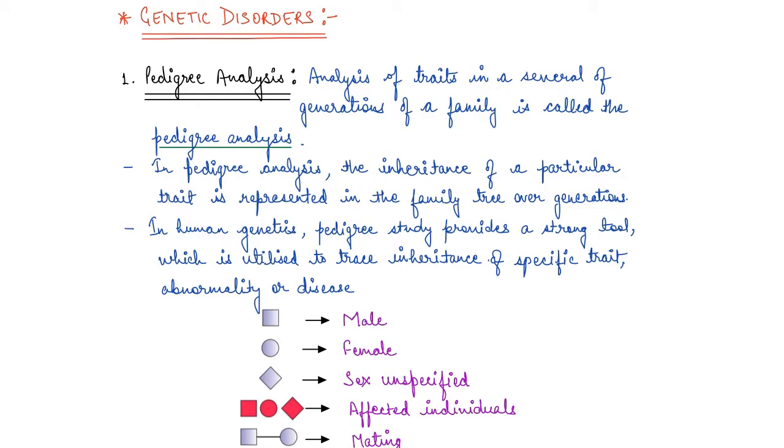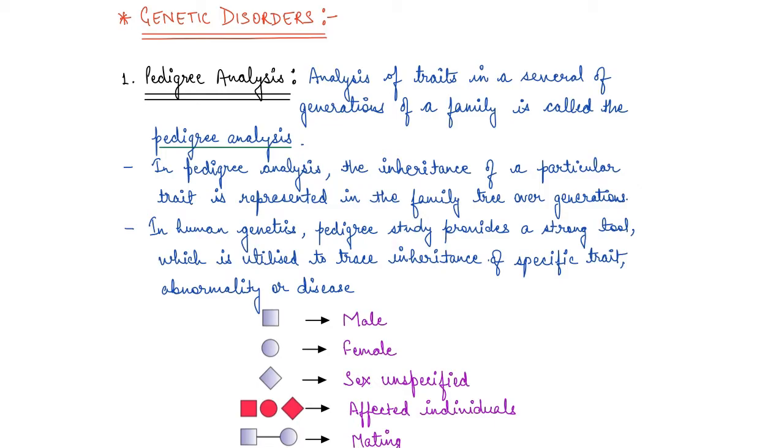So in human genetics, pedigree study provides a very strong tool. It is utilized to trace the inheritance of a specific trait, abnormality or a disease, right? So in pedigree analysis, the inheritance of a particular trait is represented in the family tree over generations, right?